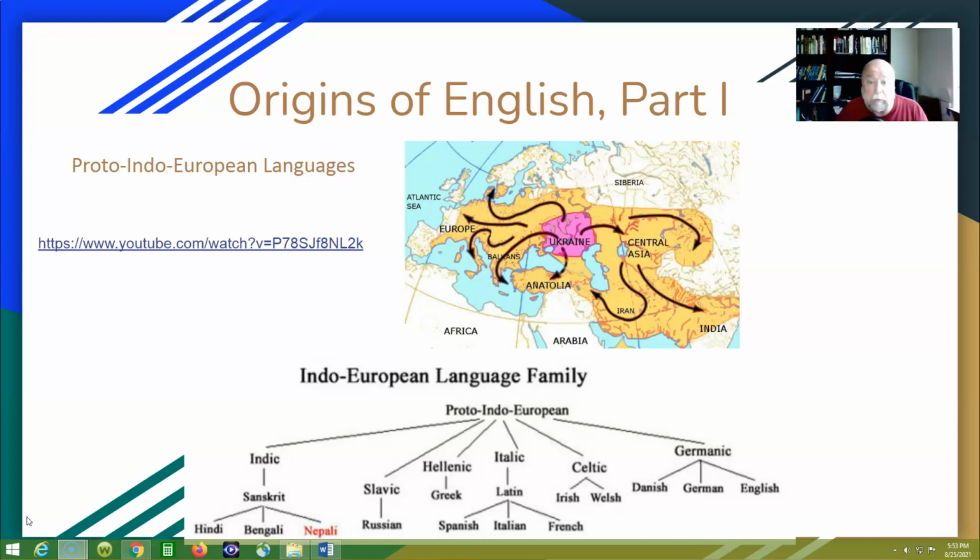And we think it came out of this area of the Russian steppes, the Ukraine there, and that these people, who lived who knows how long ago, thousands of years ago, traveled by horse both east and west, spreading their language, their culture, all of that kind of thing.